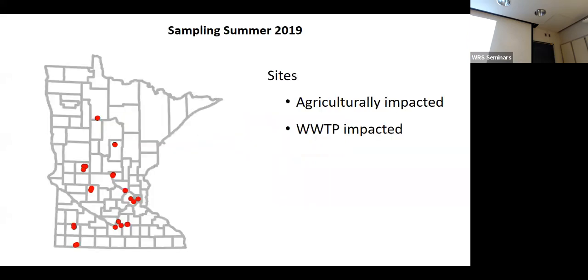So, last summer, I went around Minnesota to all of these different sites. And we chose these sites because they're either agriculturally impacted, meaning specifically agricultural animal impacted, or they're wastewater treatment plant impacted. So they're about half and half for each of those. And they were largely also determined by where we could access them. As much as we would love to be right next to a farm in a lake, it's not always possible because it's private land and there's not necessarily a public boat landing that we can go on.